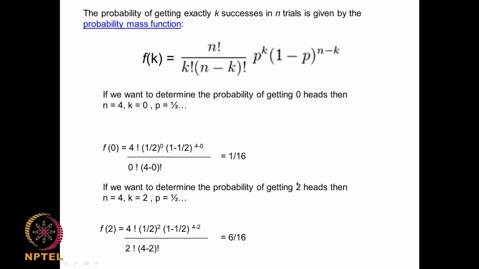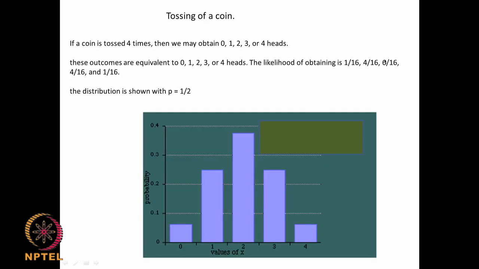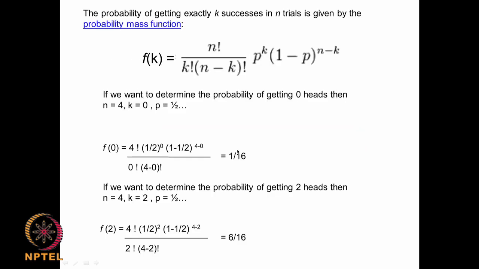Now, if you want to know what is the probability to get 2 heads when I toss the coin 4 times. So, n equal to 4, k equal to 2, and again p will be half. Okay, so you put 4 factorial, 2 factorial, 4 minus 2 factorial, half raised to the power 2, 1 minus half raised to the power 4 minus 2. Okay, so you do all these calculations, you end up with 6 by 16. Okay, I mentioned here 6 by 16, that is the maximum. So when you toss the coin 4 times, the probability of getting 2 heads in that 4 is 6 by 16, that is the maximum.